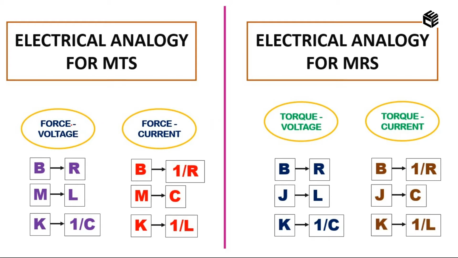If you analyze these two, force-voltage and torque-voltage follow the same concept. See, here it is BMK to RLC, and here it is BJK to RLC. For force-current and torque-current, both assumptions are the same, that is BMK to RCL and BJK to RCL. Understood? Okay, so let's move on to the steps.